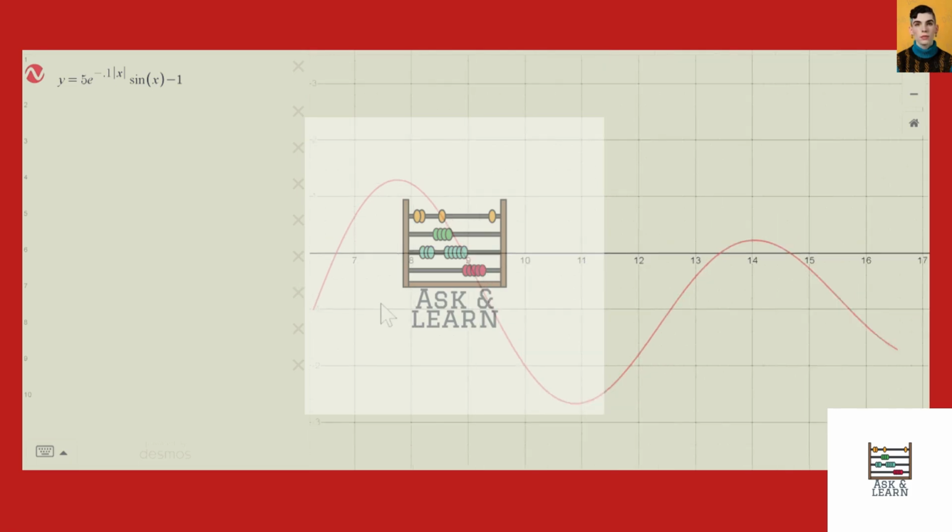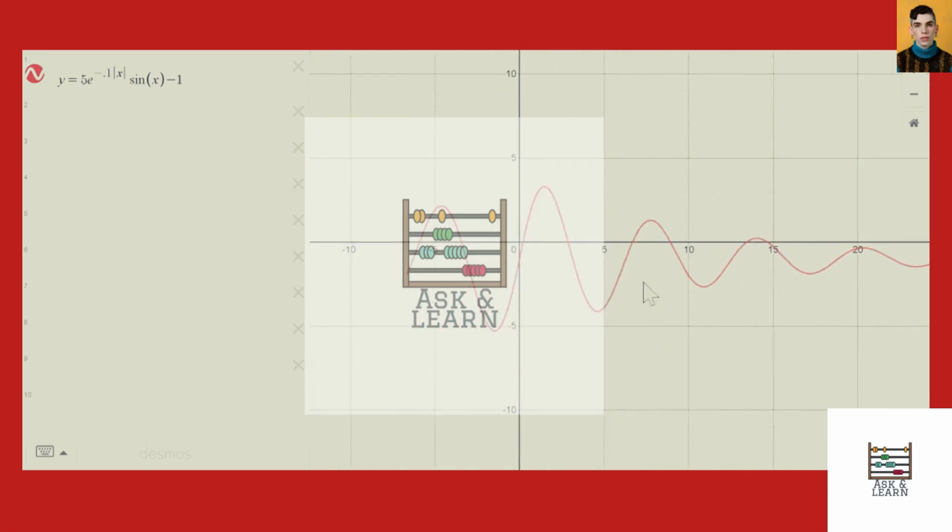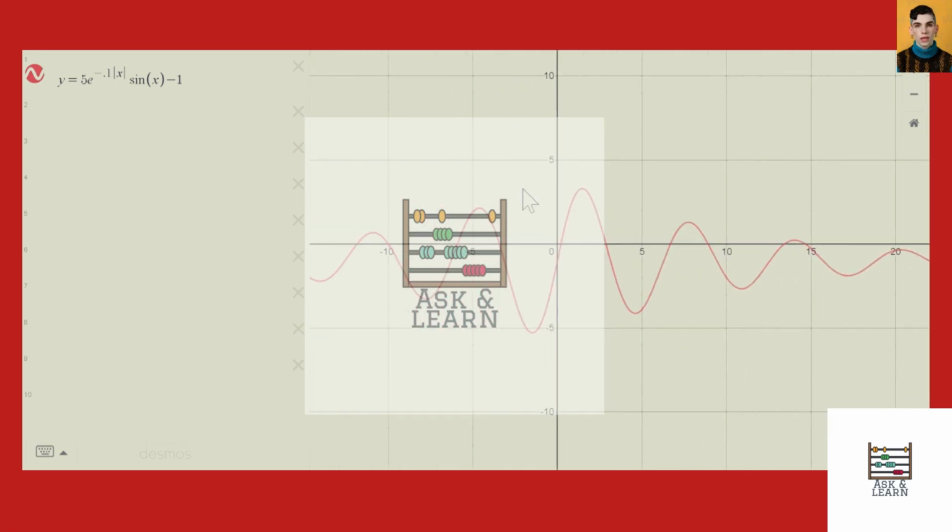So indeed, all of these zeros represent a critical point of f, because f prime is equal to 0 at those points. So to answer the question, how many critical points should f have? Well, it's going to be 10, and that's how I answer this question.